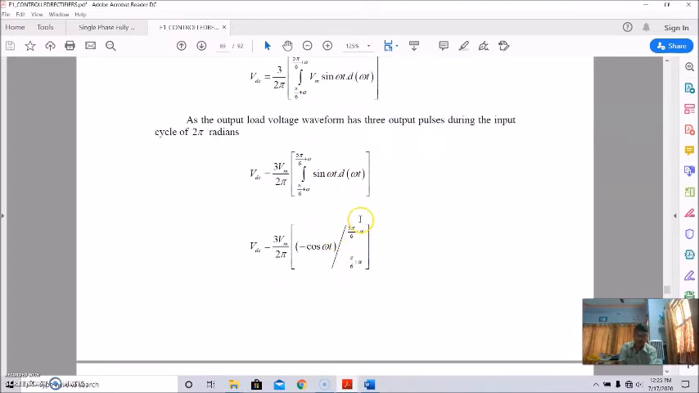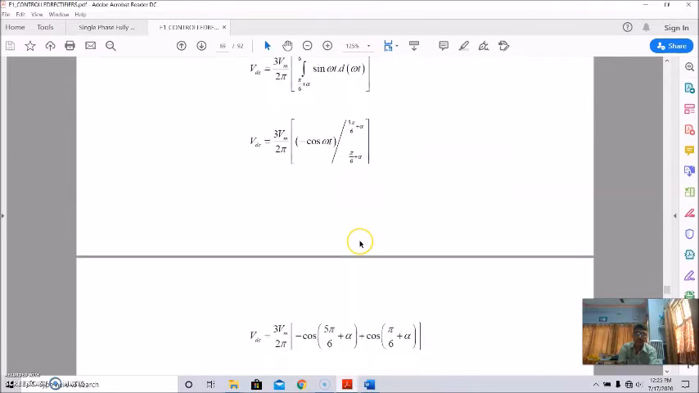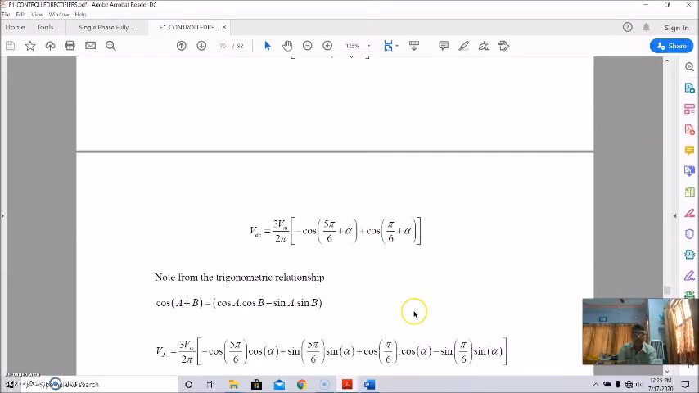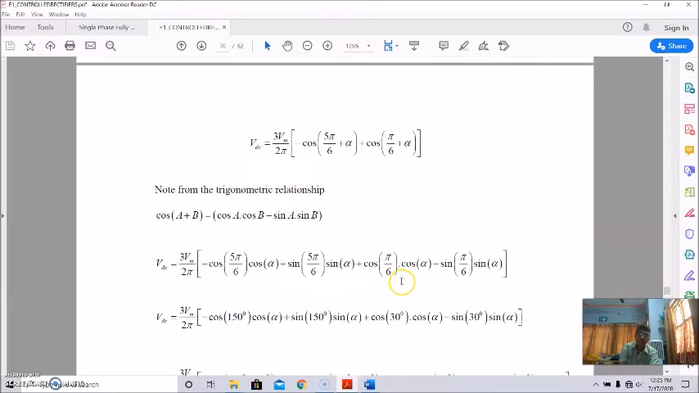So if you calculate, the integration is minus cos omega t, and the limit is from pi by 6 plus alpha to 5 pi by 6 plus alpha. If you put the upper limit minus the lower limit, it will be like this. So if we apply the trigonometric relationship, cos of (A plus B) equals cos A cos B minus sin A sin B. So put here this value, for this and for this, so it will be like this.